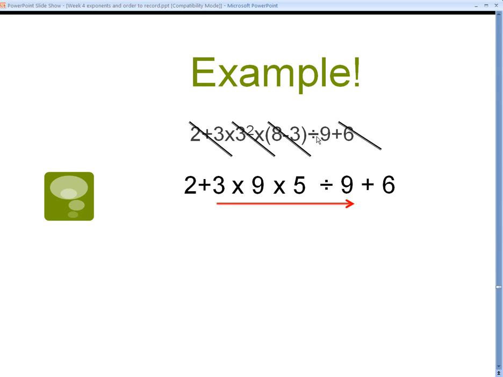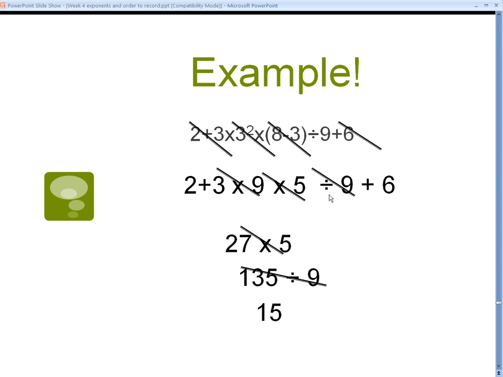Okay. And now I'm going to work left to right doing my multiply and divide. I skip this, the 2 plus, because that's not multiply. I move on to 3 times 9 is 27, and then I move on to times 5, which is calculator 135, and then I say divided by 9. Again, I'm going to calculator that.